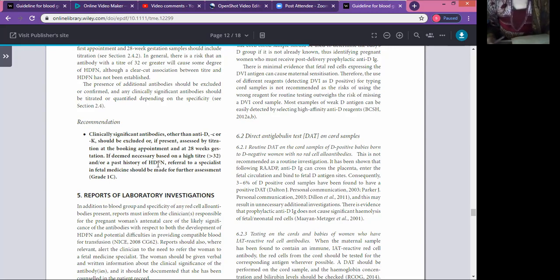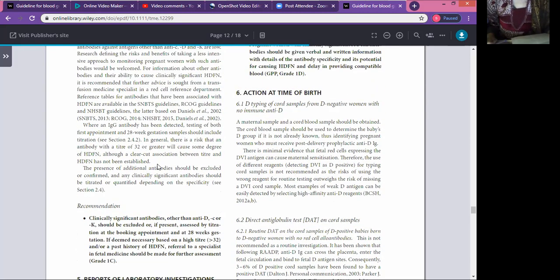Now the actions at the time of birth. Firstly, the maternal sample is taken and a cord blood sample is taken. What we need to do on the cord blood sample is test the D group. Basically, the D group is done, and AB forward typing is done.